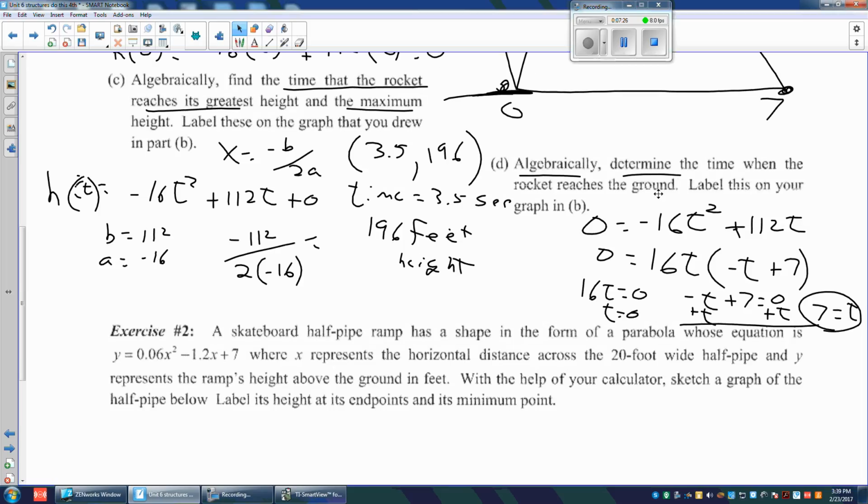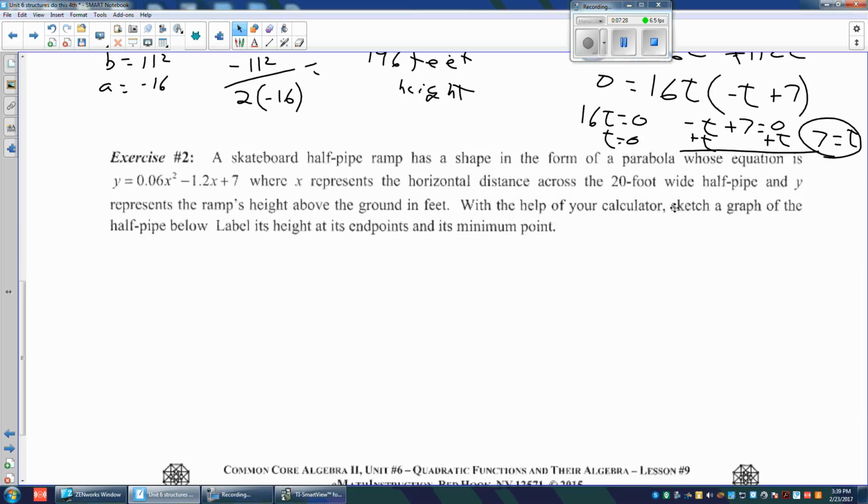It's already labeled on the graph. That's it for number 1. You got any questions? Make sure you ask me. Let's go on to number 2.